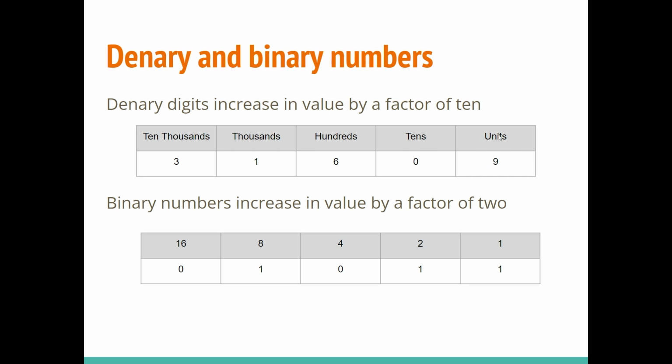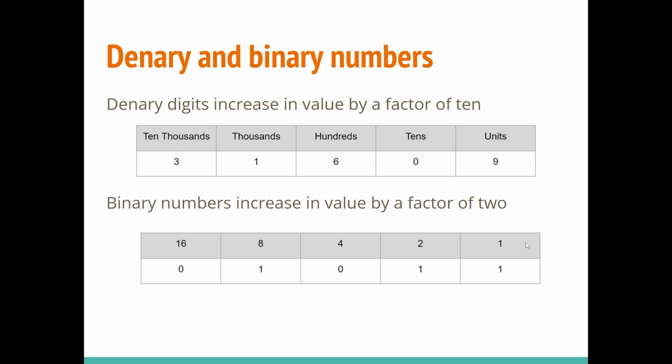Binary is very similar in that we have values. Each of these numbers has a value. But instead of going up by tens, multiplying by 10 each time, binary numbers multiply by 2. They increase by a factor of 2. So we start with 1 on the right-hand side. We always start with 1. That's your units. And we double it. We go to 2. We double that and we go to 4. And then double to 8. Double to 16.